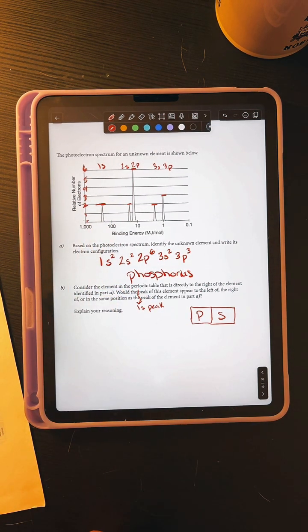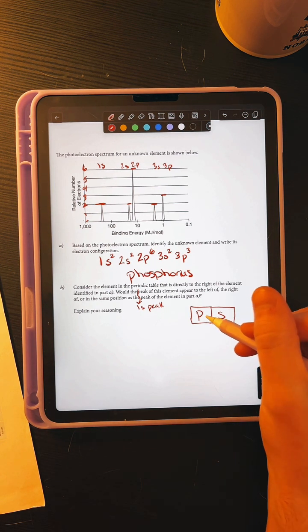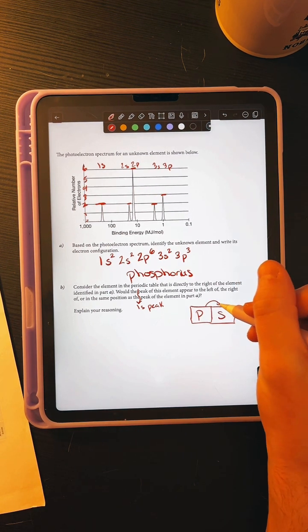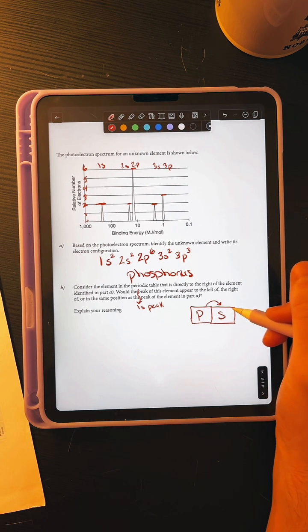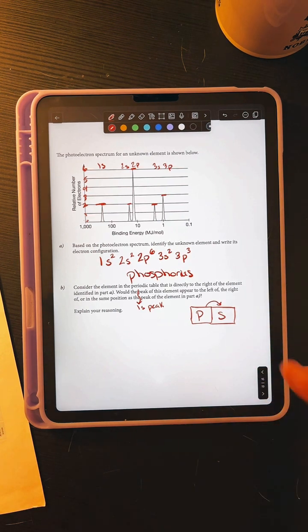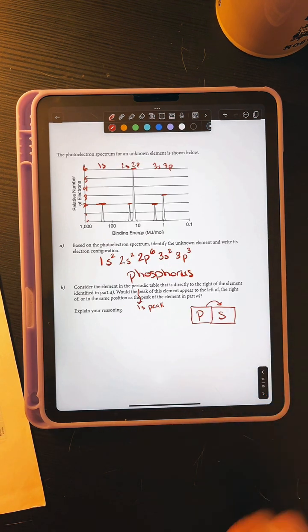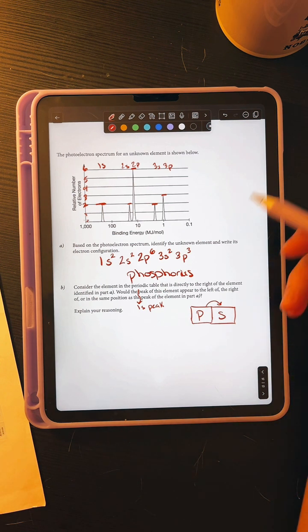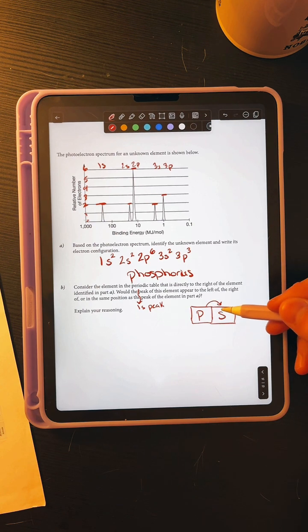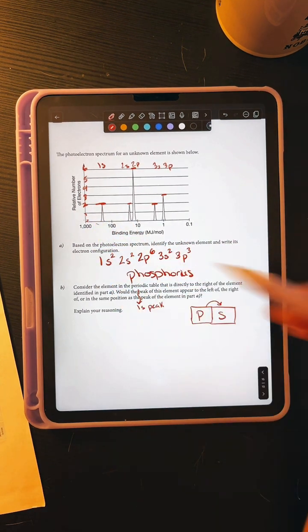And this all comes down to the number of protons, really. So since the element to the right here has more protons, it's going to result in a higher nuclear charge, or a Z effective. So when we increase our Z effective, or our nuclear charge, we are increasing our binding energy.